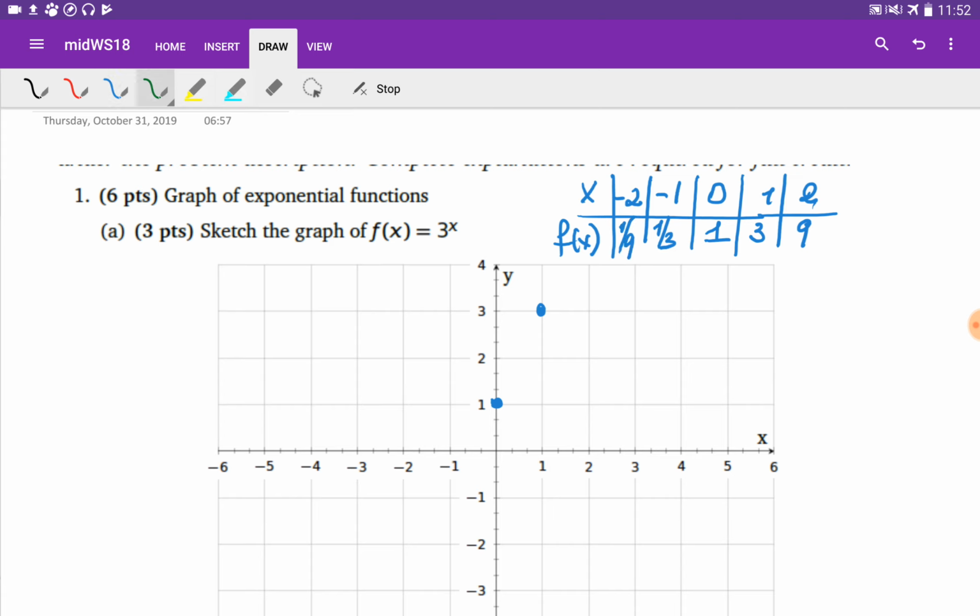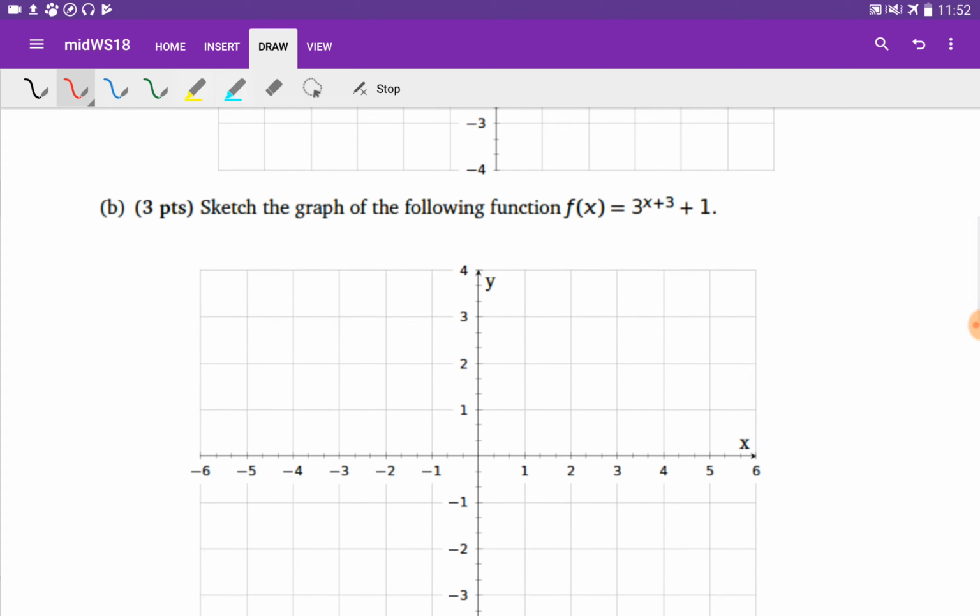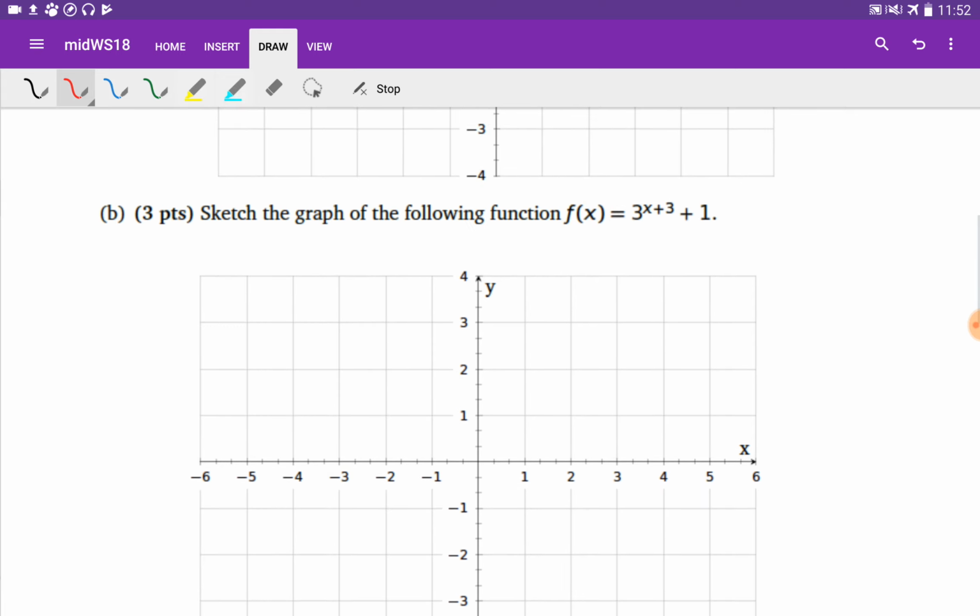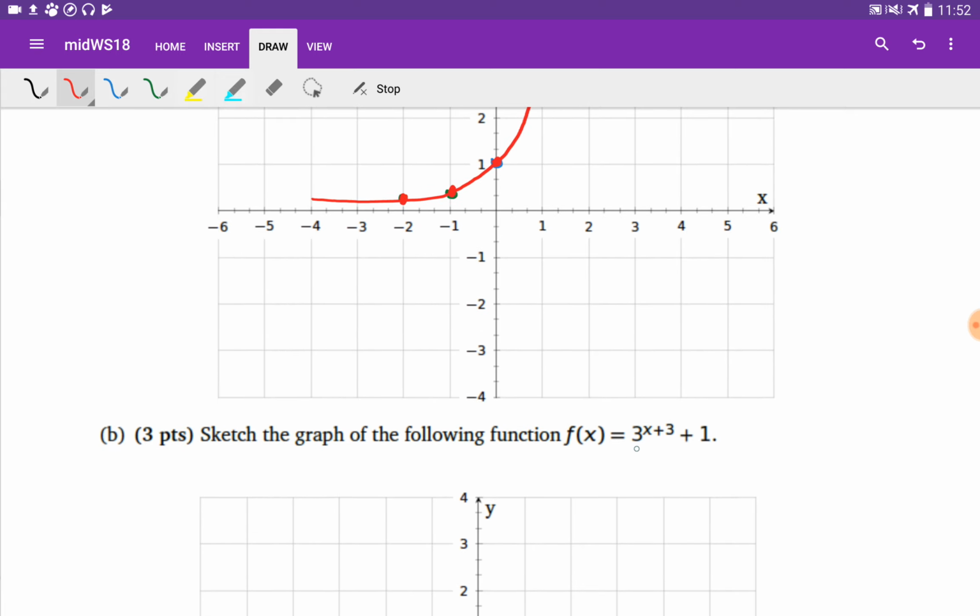So I need to put these points. Whenever it is minus 1, it's going to be 1 over 3, and even 1 over 9 here. So the graph of this function is going to look like this. This is the graph of the exponential function 3 to the power of x. Please note that in order to do this during the exam, you should find at least 3 points or indicate 3 points.